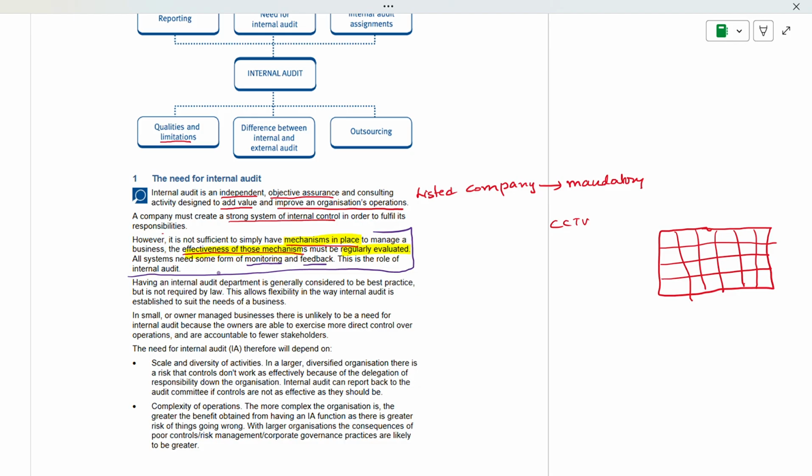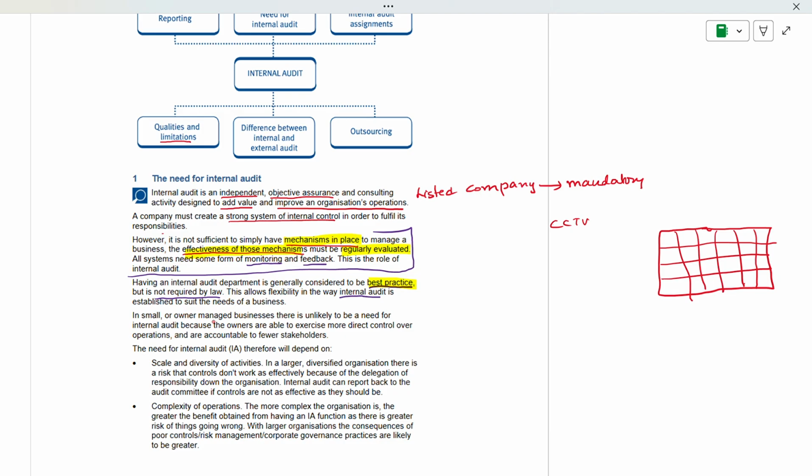Internal auditor is a best practice. Okay, it is a best practice, but it is not required by law. In some countries, it is required for listed companies, especially listed companies, they have to appoint one. This allows flexibility by way of internal audit. If you have the internal audit, it is a best practice.